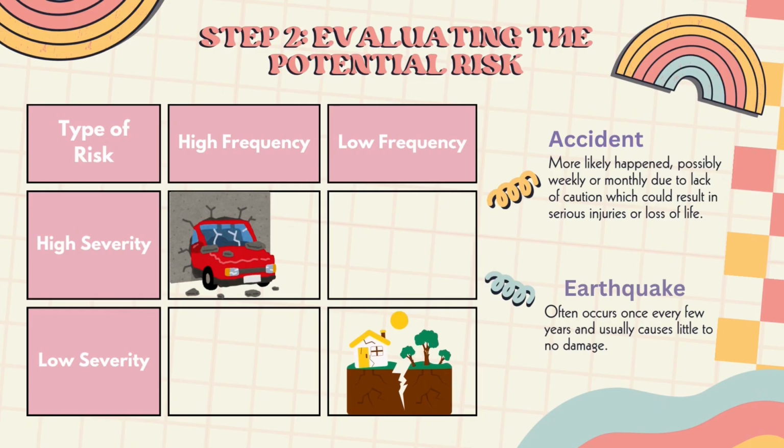First, accidents fall into the high-frequency, high-severity category. They can happen regularly, maybe even weekly or monthly, and can lead to serious injuries or, in some cases, loss of life. Next, we have earthquakes in the low-frequency, low-severity category. These are rare, but when they happen, they can cause little to no damage. By categorizing risks this way, we can focus on managing the most critical risks and prepare effective responses to handle them.